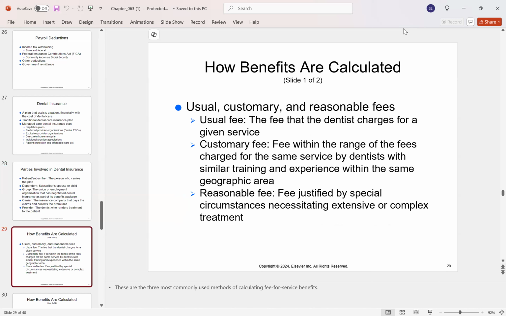How benefits are calculated: usual, customary, and reasonable fees. A usual fee is the fee that the dentist charges for the given service. The customary fee is the fee within the range of the fees charged for the same service by dentists with similar training and experience within the same area. A reasonable fee is the fee justified by the special circumstances necessitating the extensive or complex treatment.